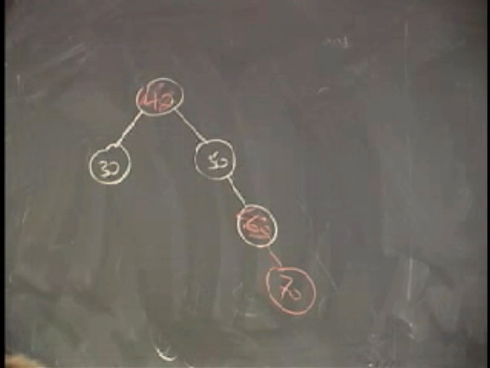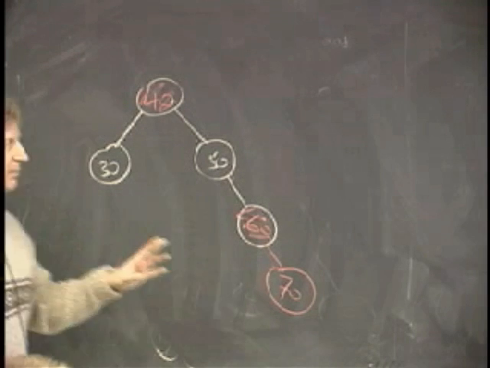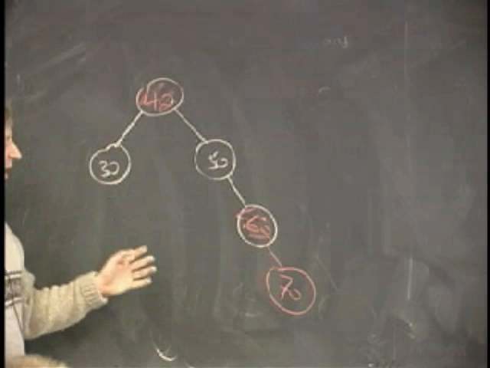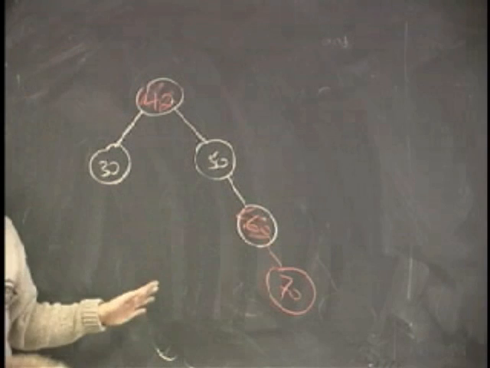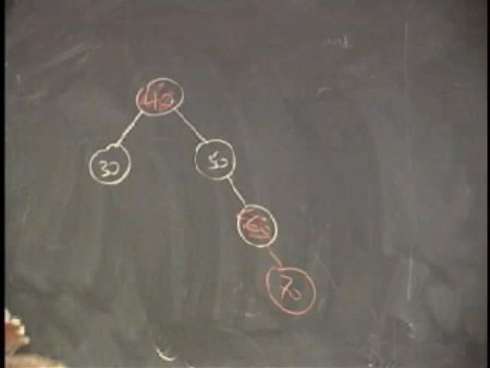And there are a number of different cases. The code in the book makes it seem like there's 6 or 7 different cases. There's really 3 cases. The reason there are 6 in the book is because they have symmetrical cases when you're on the right side and when you're on the left side. But there's really 3 different things that can happen. And this is one case.